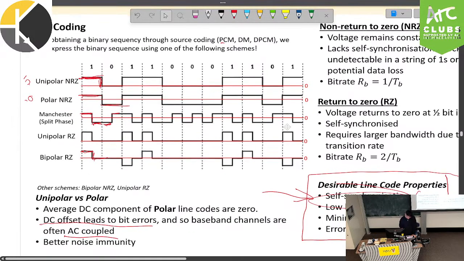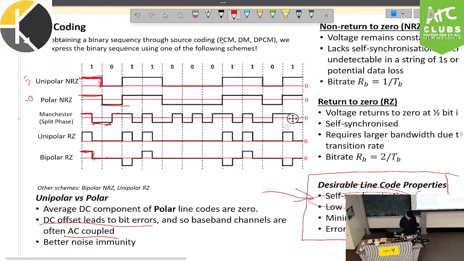Bipolar is similar to polar and RZ, but instead of transmitting a high every time, when you're transmitting adjacent highs, you will alternate between a low and a high, low and a high. But zeros will still be transmitted as zeros.